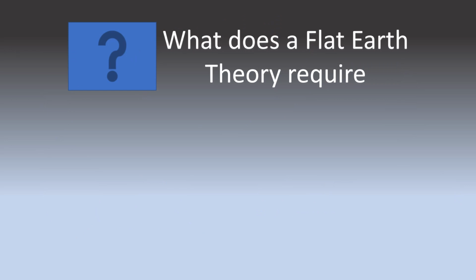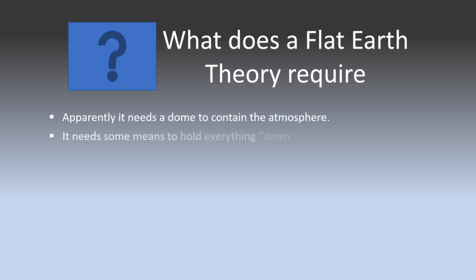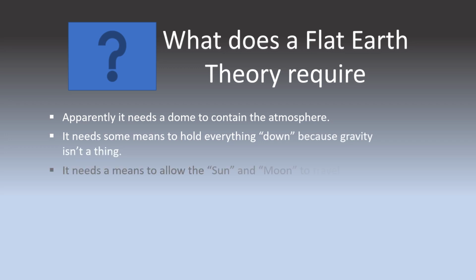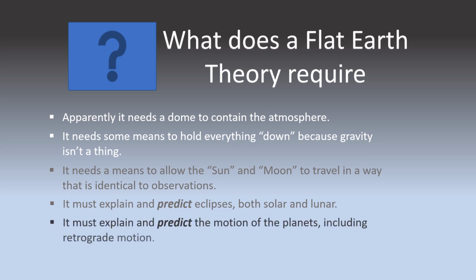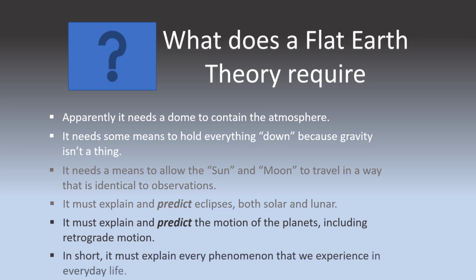What does a flat Earth theory require? Apparently it needs a dome to contain the atmosphere. It needs some means to hold everything down because gravity isn't a thing. It needs a means to allow the sun and moon to travel in a way that is identical to observations. It must explain and predict eclipses, both solar and lunar. It must explain and predict the motion of the planets, including retrograde motion. In short, it must explain every phenomenon that we experience in everyday life.